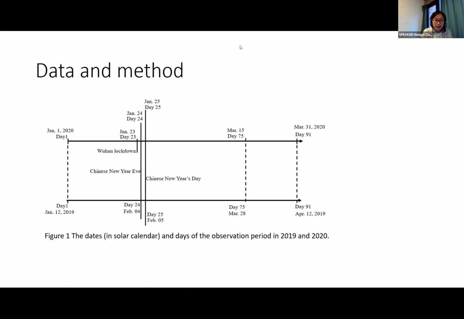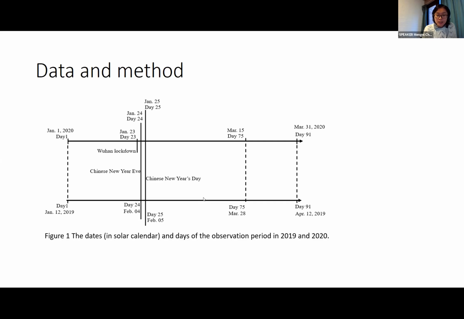So I provide you a figure that gives you a clearer understanding of the days of the observation. For simplicity and consistency, I use the order of the day to explain. As you see from this figure, day one, either in 2020 or 2019, refers to the first day of the observation period.